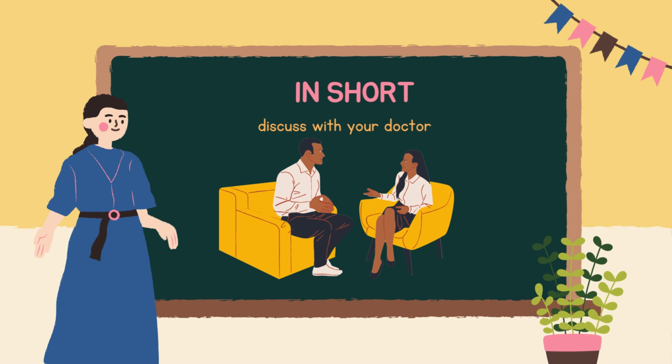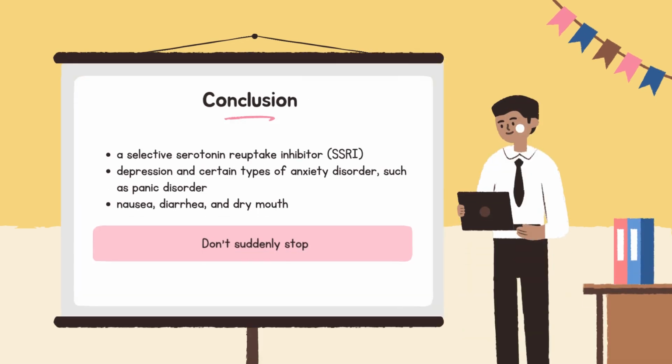Severe allergic reactions. Sertraline may cause allergic reactions, which can be serious. Stop using sertraline and get help right away if you have any of the following symptoms of a serious allergic reaction. Conclusion. Sertraline, Zoloft, is a selective serotonin reuptake inhibitor, SSRI.